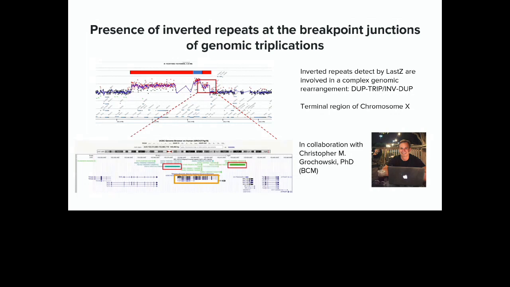So what I want to highlight here is that this is one of the useful applications of LAST-C, because now we are able to identify the set of repeats that are involved in this type of rearrangements, because before it was more complicated to get the sequence and the regions where these inverted repeats were located.